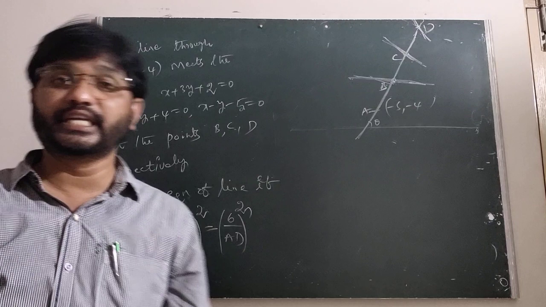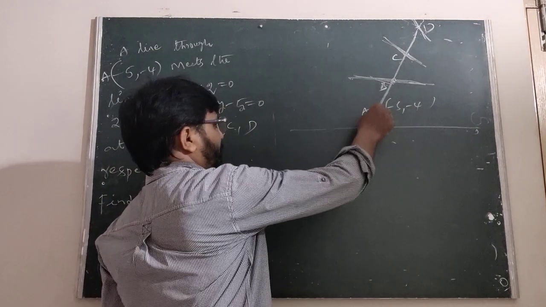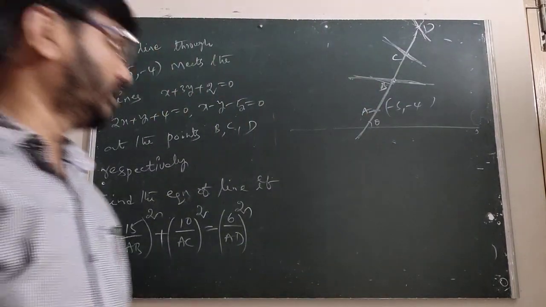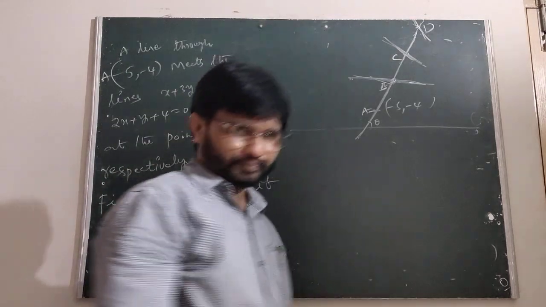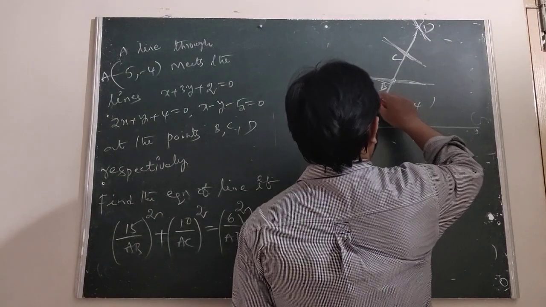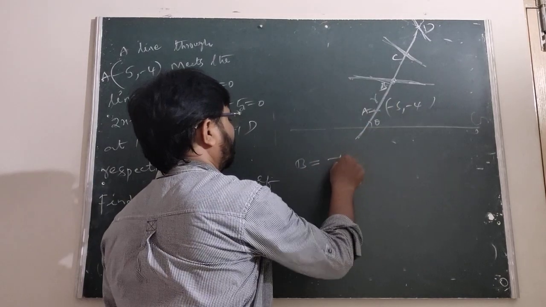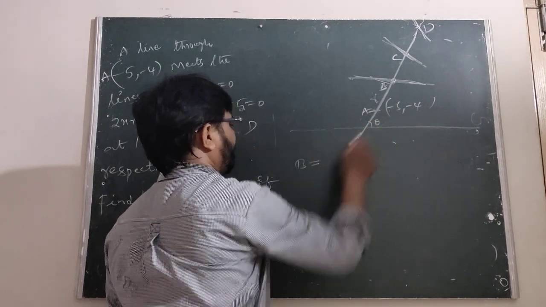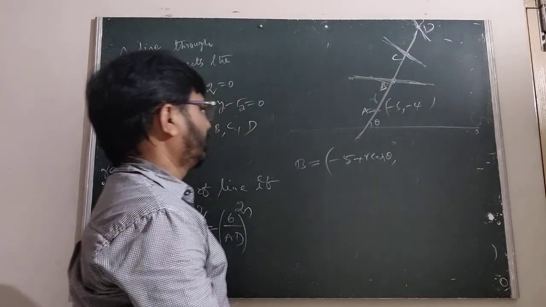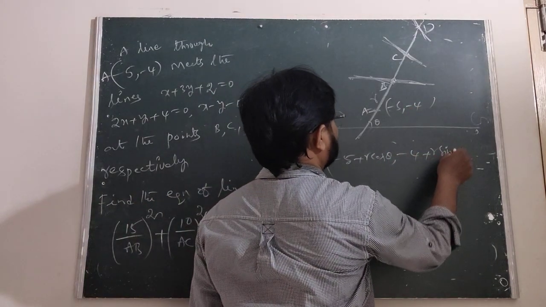Intersect at B, C, D. Therefore, how to find this? We know that the parametric form is x1 plus r cos theta, y1 plus r sin theta. Therefore, we are taking the distances, suppose r is AB. Now we can write the point B: x is minus 5 plus r cos theta, and y is minus 4 plus r sin theta.